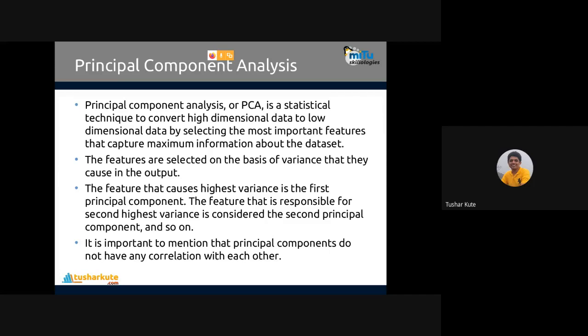The feature that causes the highest variance is called the first principal component. The feature that is responsible for the second highest variance is considered the second principal component, and so on: third, fourth, fifth, sixth principal components. It is also important to mention that principal components do not have any correlation with each other. As I told you, correlated variables are deleted or merged, and this is done by principal component analysis.